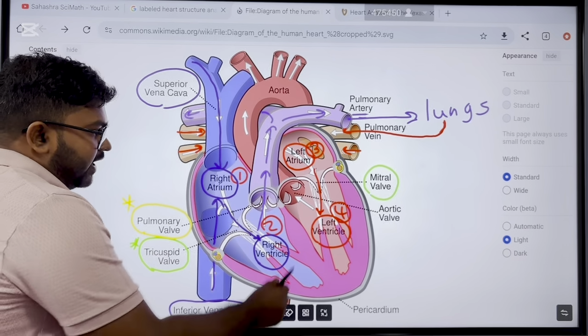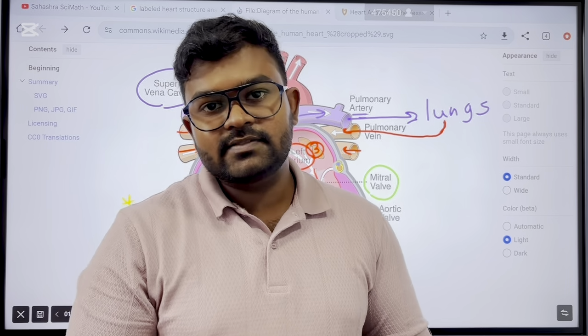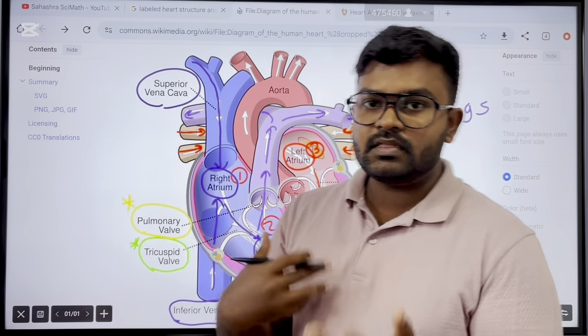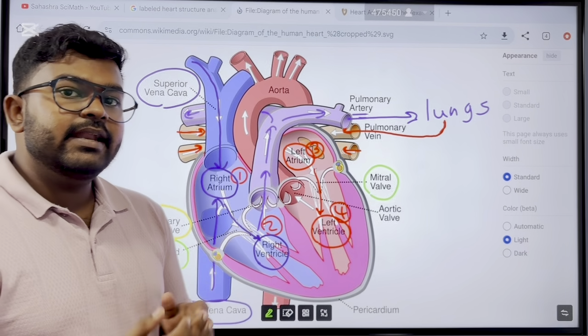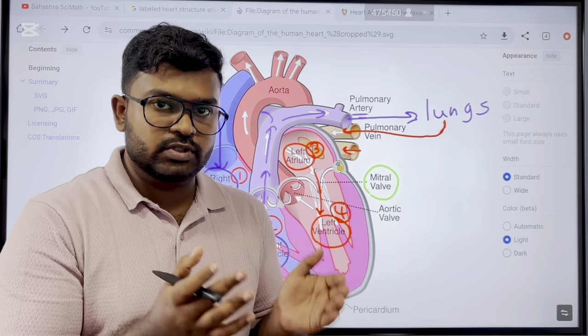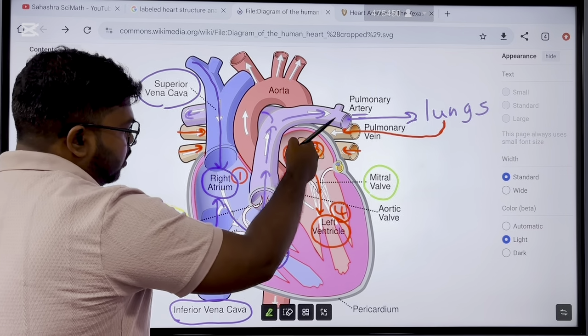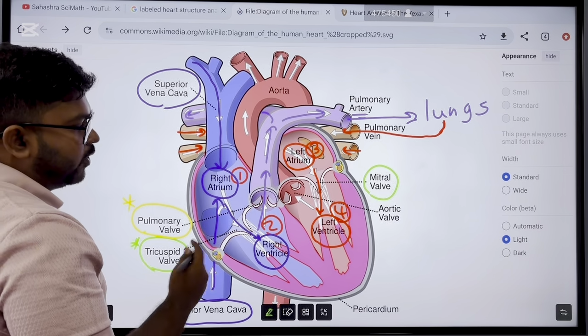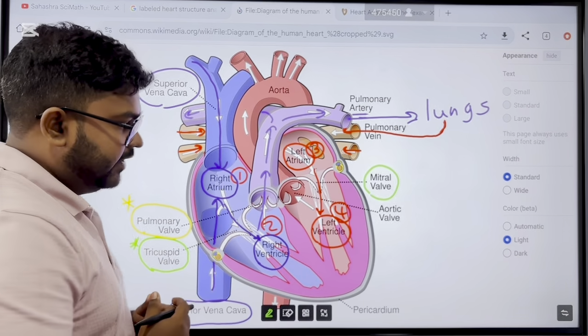Alright. So what is the function of the mitral valve? As I told you, all 4 heart valves have the same function, which is to prevent backflow of blood and maintain a unidirectional blood flow through the heart. Similarly, this mitral valve opens only into the left ventricle, so it prevents backflow of blood into the left atrium.